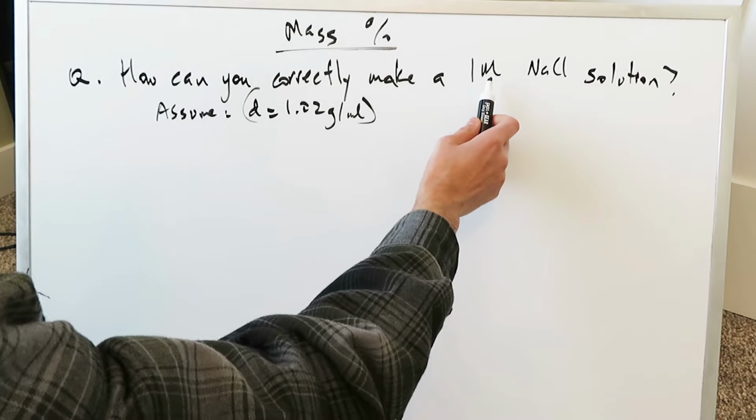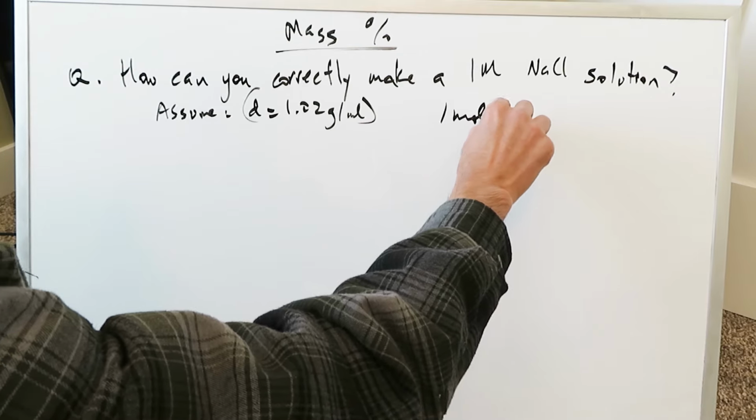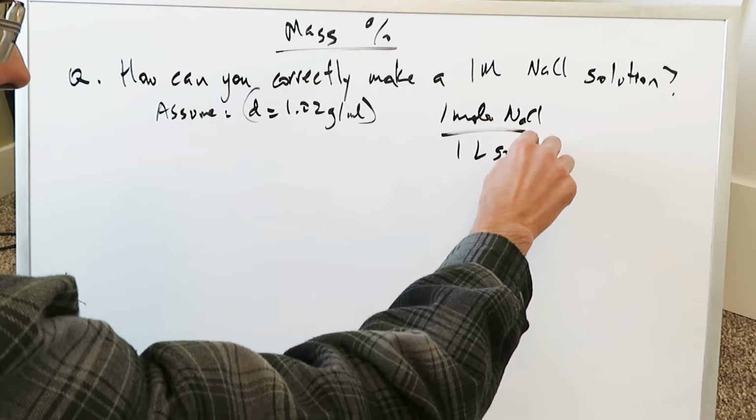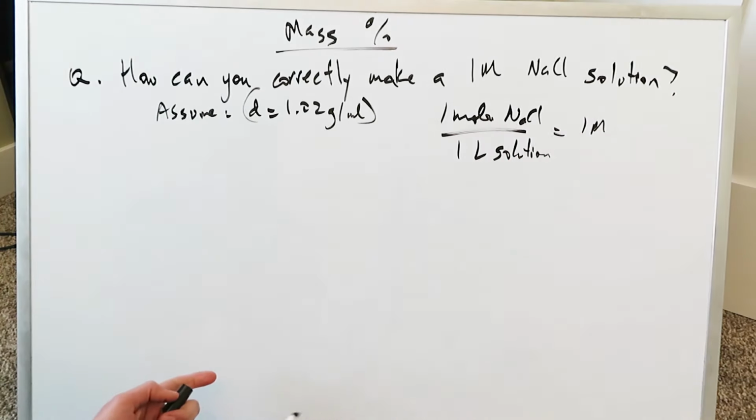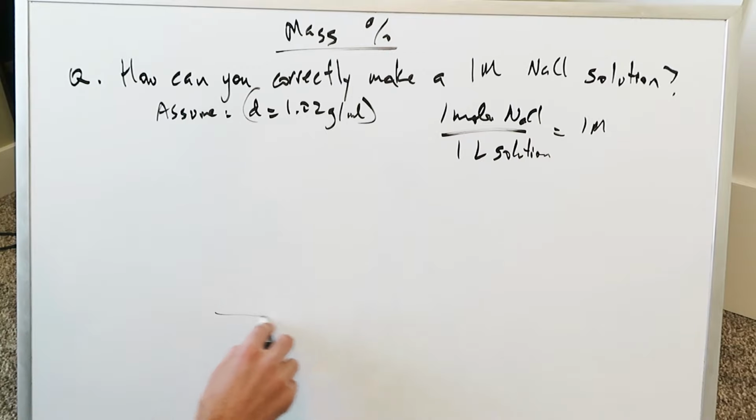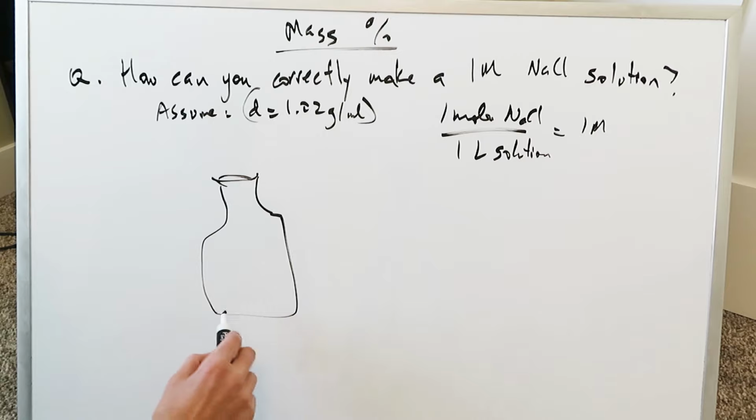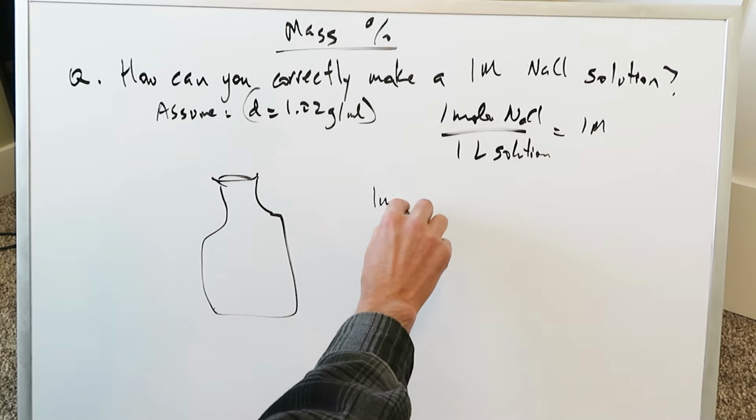Generally, what you would do is look at 1 molar in terms of 1 mole of sodium chloride divided by 1 liter of solution, and that will give you exactly your 1 molar salt solution. You would basically have a little flask over here, and we can draw a flask. You would put here 1 mole of sodium chloride.